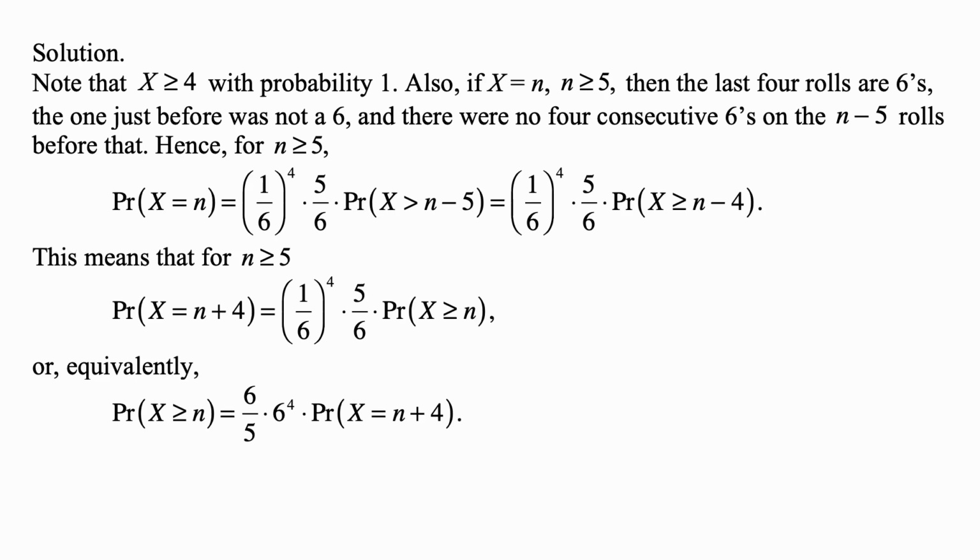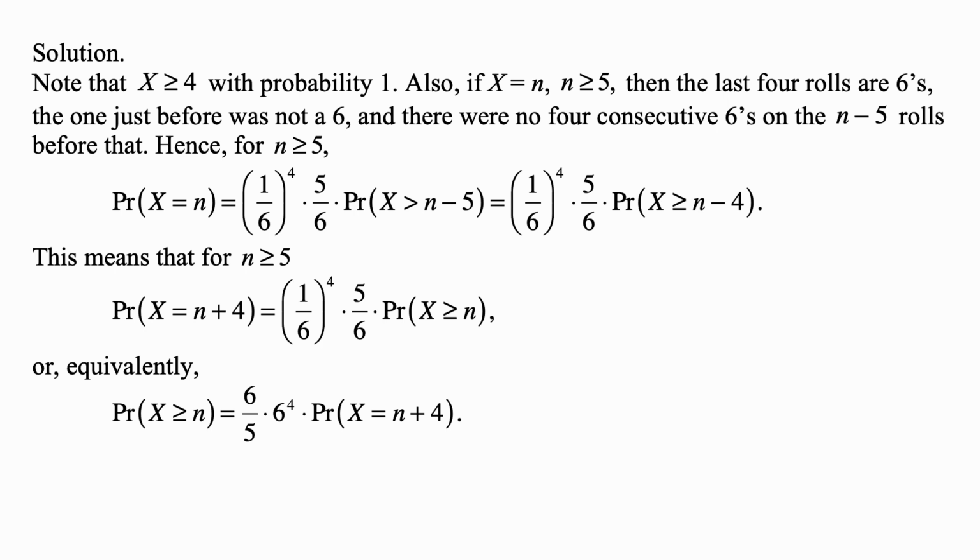And here's the solution. So note that the random variable that we're studying, x, is greater than or equal to 4 with probability 1. Also, if x is equal to n, for n greater than or equal to 5, then the last 4 rolls are sixes, but one just before was not a 6, and there were no 4 consecutive sixes on the n minus 5 rolls before that, because we're looking for 4 consecutive sixes, not 4 sixes. So this is not a simple negative binomial question.